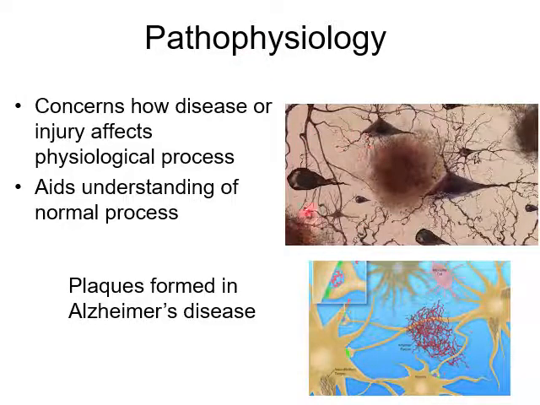Just showing one common state of pathophysiology, Alzheimer's disease. Okay, you got your neurons here. Hopefully this looks familiar from your anatomy class, but typically you don't have these large plaques here, but in Alzheimer's, this is one of the key characteristics or components of it.